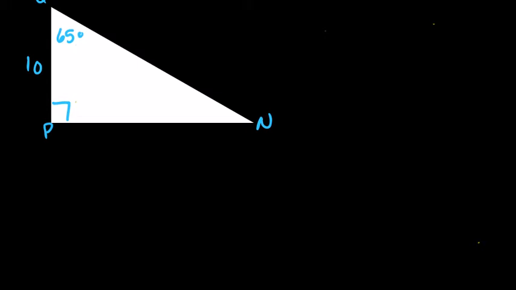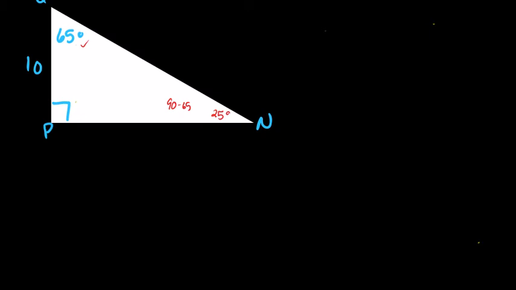For this triangle, you're going to have to do something a little bit different. You're going to be doing things in a little bit of a reverse order. Well, I already have this angle, so let me go ahead and take that away from 90. That means this angle is 25 degrees.